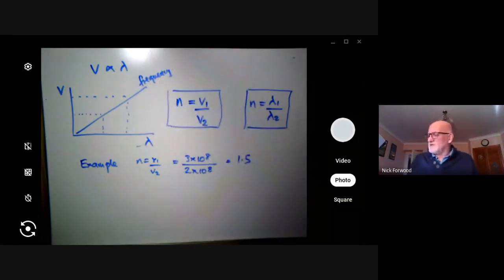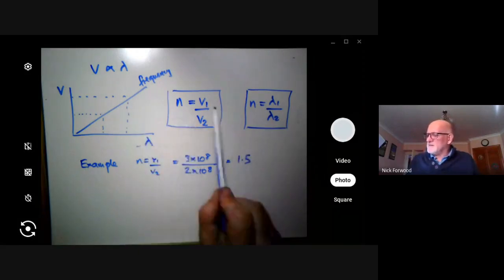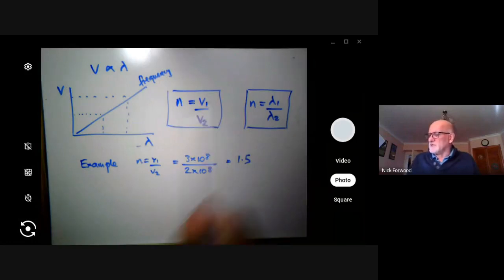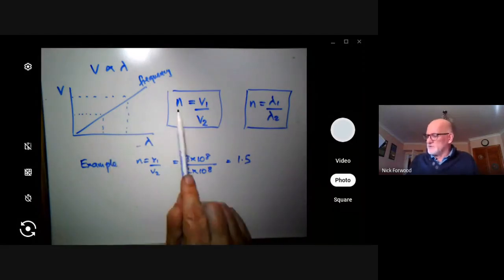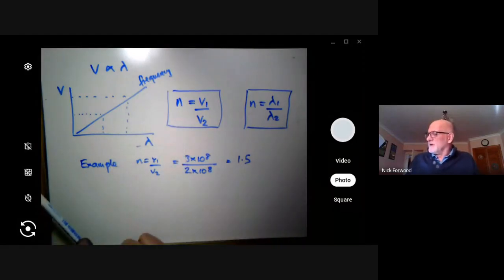Okay, so we did some of these earlier, so I've not set that out nicely for you because we did this in video number 1, but we haven't looked at this yet. So in the data sheet, you get values of velocities in various materials, 3 times 10 to the power of 8, 2 times 10 to the power of 8. Divide one by the other, you get the refractive index, which is also in the data sheet.